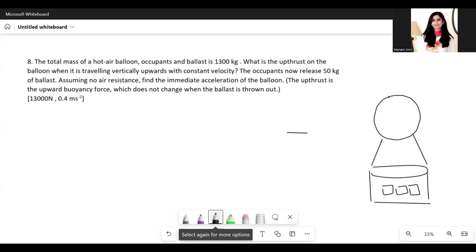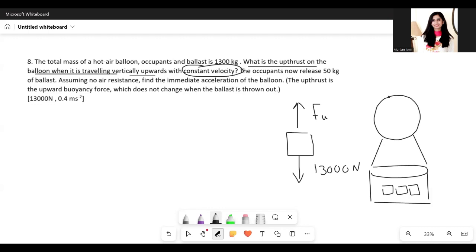So what I'm going to do is represent this as a box and we'll have a downward force, which would be the weight, mg. So mass is 1300, g is 10, so it's going to be 13,000 newtons downward force. What is the upward thrust on the balloon when it is traveling vertically upwards with a constant velocity? Okay, so we need the upward force on the balloon. Let's call it force up or upward force.